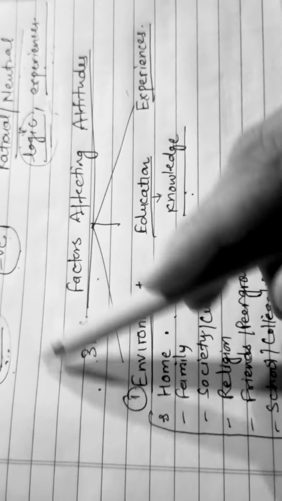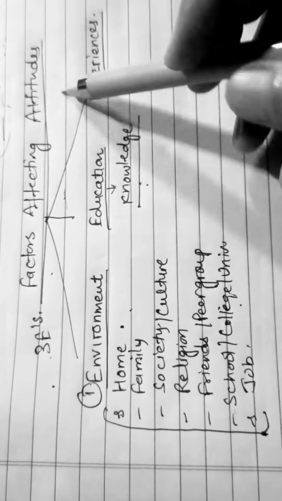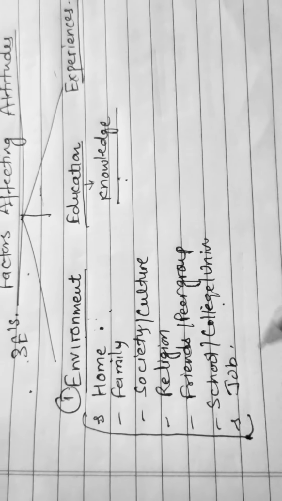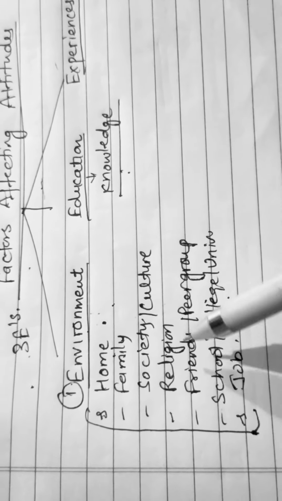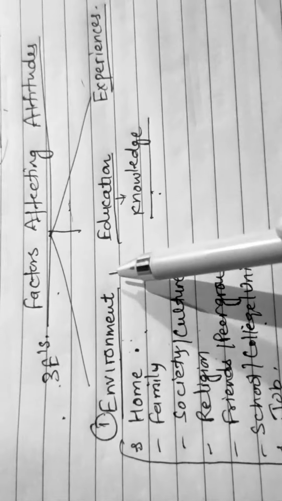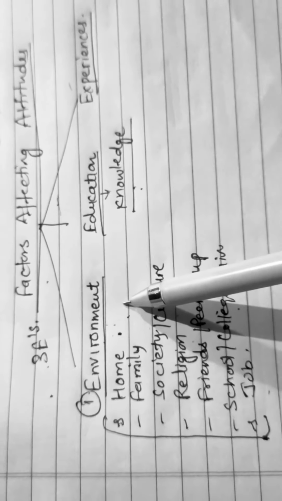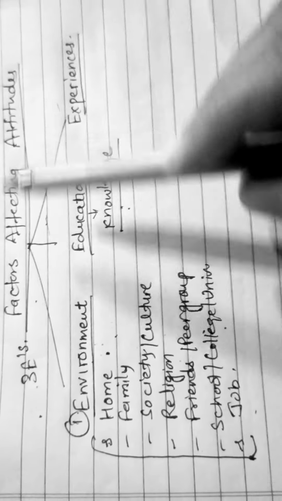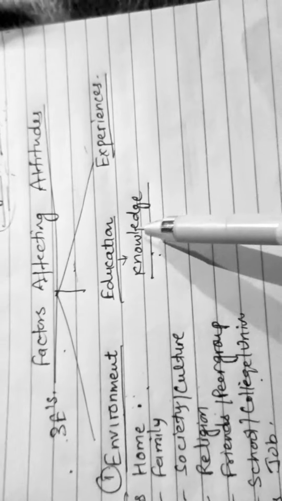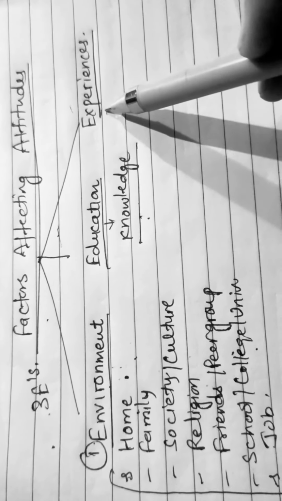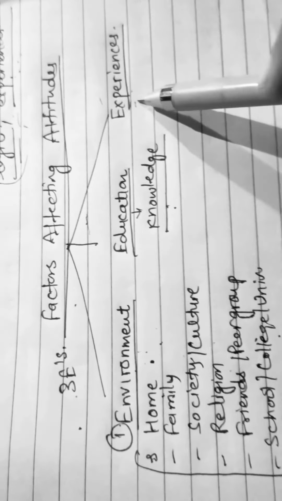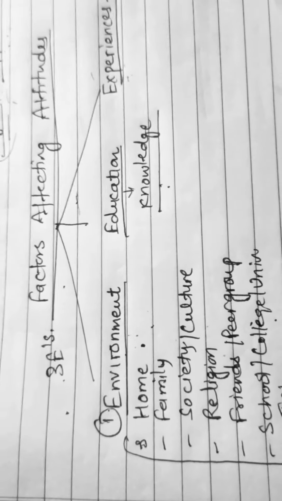attitude. So I'm going to repeat this: three E's that are going to affect your attitudes. Environment, yes, environment affects your attitude, and that environment includes home environment, family, society, culture, religion, friends, peer group, school, college, university, job. These are different kinds of environment, and the environment is going to affect your attitude. That may be positive, negative, or rational. Education means knowledge, yes, knowledge also affects your attitudes. Then the experiences you collect from the society, from the family, the same kinds of attitudes you are going to develop in your behavior.